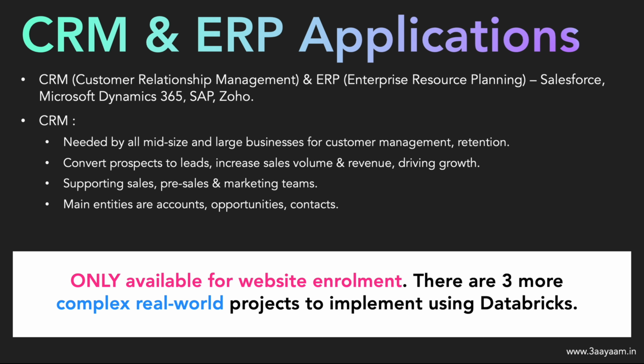The main entities of any CRM application are accounts, opportunities, and contacts. These are the three main entities that are used in all the CRM applications. Accounts are nothing but the existing customers, the customers that have been converted, or a new customer. The opportunities are the projects inside of those accounts, and contacts are the customer contacts.